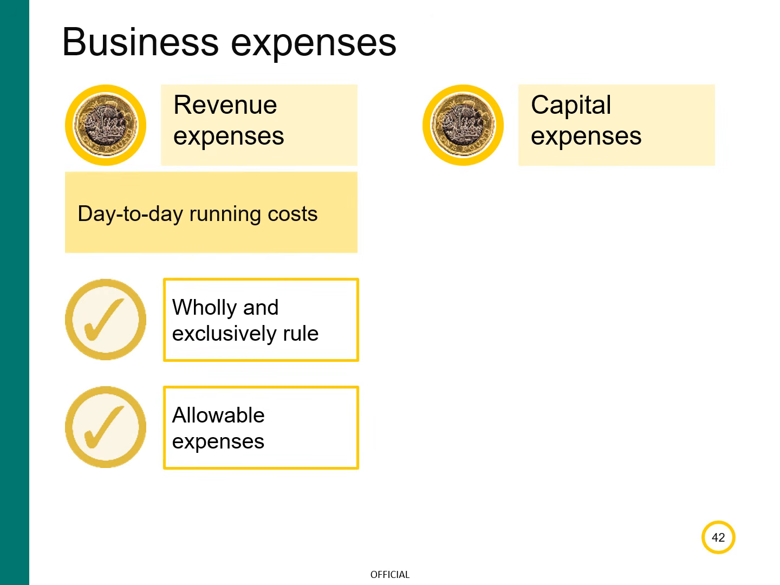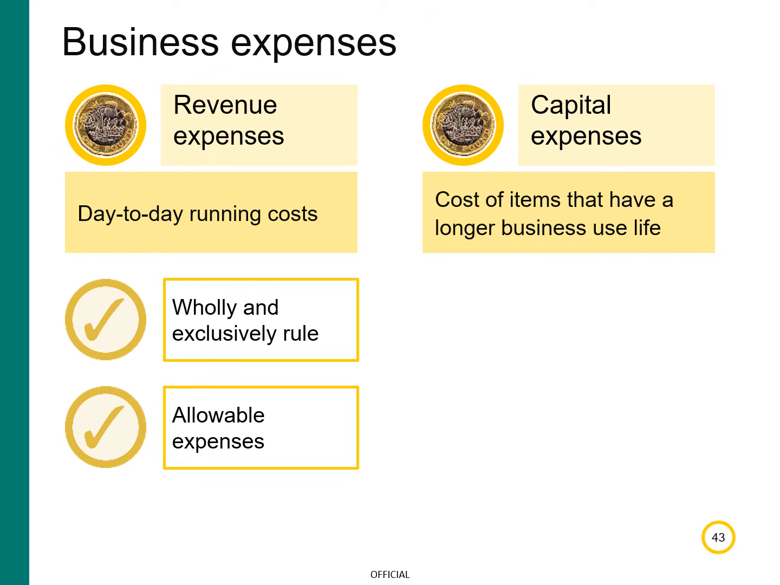Revenue expenses are the day-to-day running costs of your business. For example, premises costs, phone bills or stationery. Revenue expenses are allowable expenses providing they meet the wholly and exclusively rule.